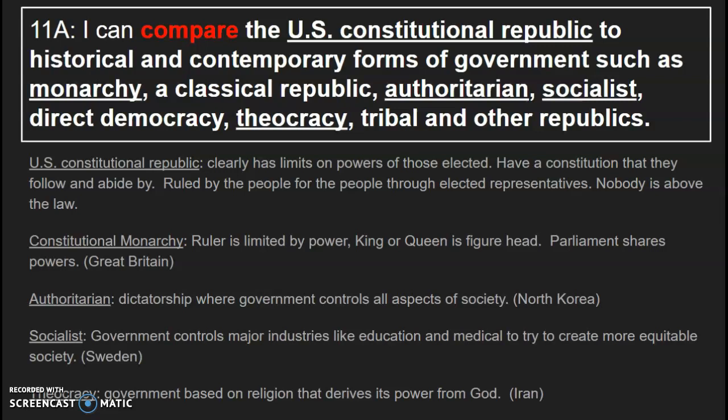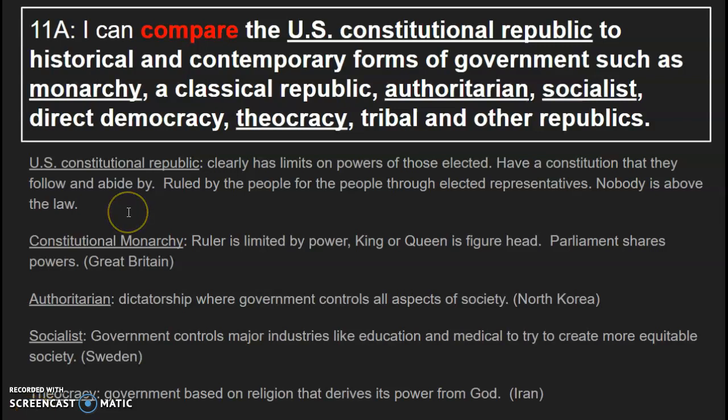So here you're being asked to compare the U.S. constitutional republic to these other government types. For this test question, we are going to compare the U.S. constitutional republic to a constitutional monarchy, that's one type of monarchy, authoritarian government, socialist government, and a theocracy.